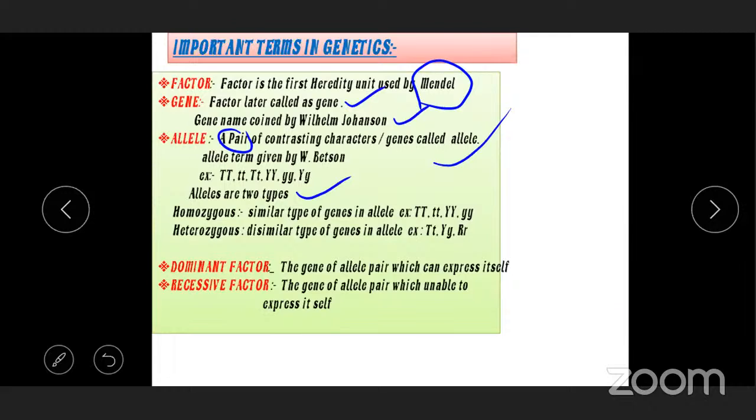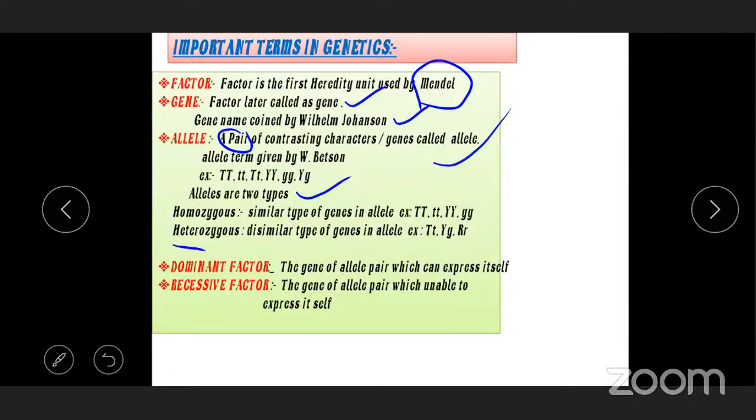Heterozygous means a dissimilar type of genes in an allele. Hetero means dissimilar or different, so a dissimilar type of genes in an allele is known as a heterozygous allele. For example, capital T and small t are dissimilar in nature: one is small, one is capital. Capital Y, small y, both are dissimilar. Capital R, small r, both are dissimilar. So these are the two types of alleles.